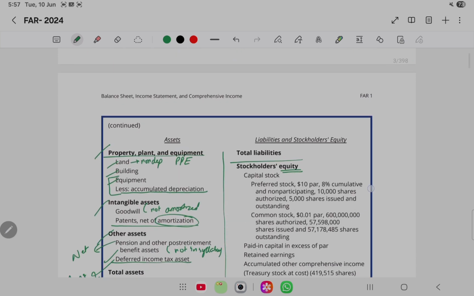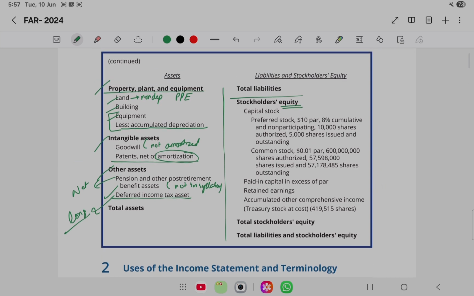Let's move to the equity side. Now capital stock. If we make a shortcut, CAR: capital stock, paid in excess of par. These two, C and A, are known as contributed equity. Why are they called contributed equity? Because of this we issue stock. Now stock can be preferred stock or common stock.